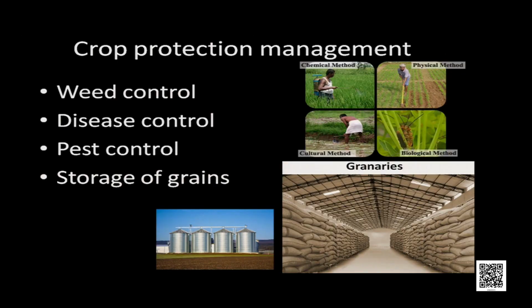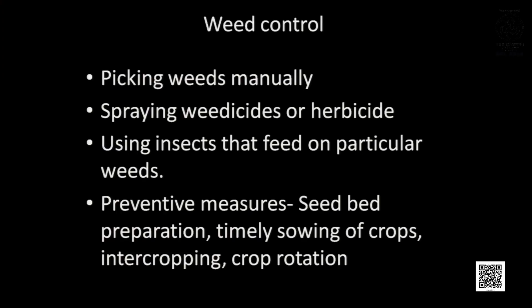Now next one is crop protection management. It includes weed control, disease control, pest control, and storage of grains. We will see them one by one. First one is weed control. We can do weed control by various methods.